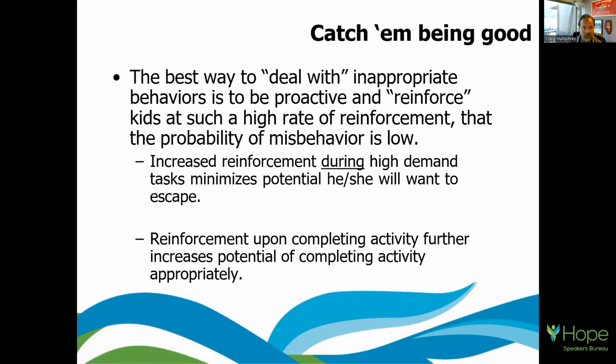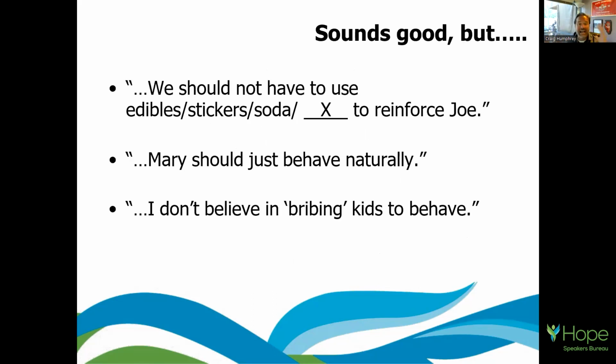Catch them being good. The best way to deal with inappropriate behaviors is to proactively reinforce kids at such a high rate of reinforcement that the probability of misbehavior drops. Increasing the reinforcement during high demand tasks minimizes the potential that we want to escape, and then reinforcement upon doing the activity further communicates the expectation. So, catch them being good. I've heard this 1,000 times: we shouldn't have to use edibles, stickers, soda to reinforce joy. Or marriage should just behave naturally.